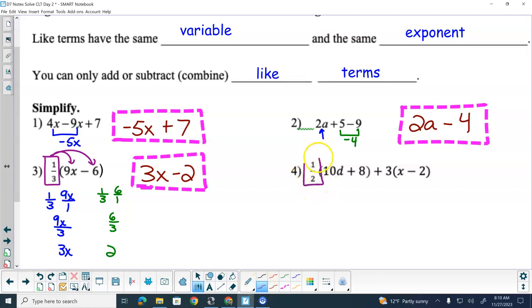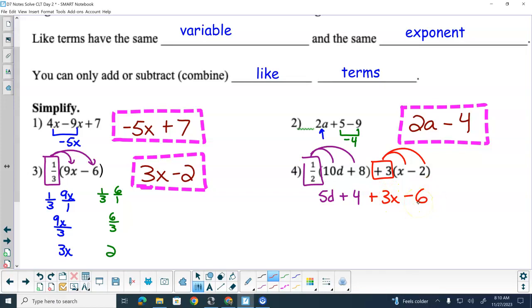here. We gotta do a double distribution. We gotta distribute there, we gotta distribute there. 10d times 1/2 would be 5d. 8 times 1/2 would be 4. And we've got to distribute this positive 3 into both of those. That would give me plus 3x and minus 6.